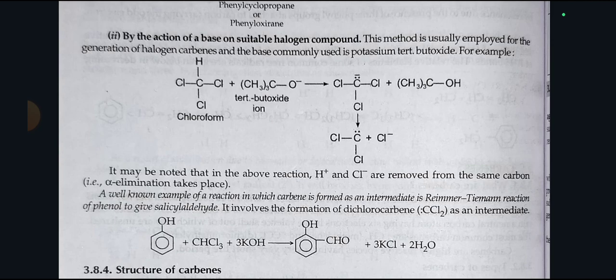This method is usually employed for the generation of halogen carbenes, and the base commonly used is potassium tert-butoxide, for example with chloroform. CHCl3 plus (CH3)3CO⁻, the tert-butoxide ion, gives :CCl3⁻ plus (CH3)3COH, which gives :CCl2 plus Cl⁻.